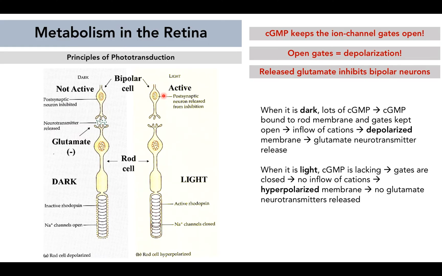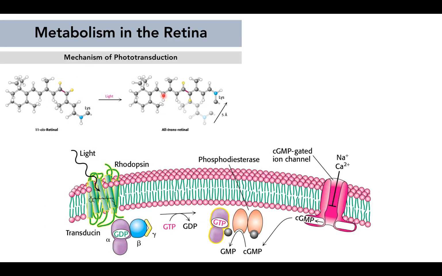So this is the basic principle. The cGMP keeps the gates open. Open gates create depolarization, and depolarization causes the release of glutamate, which inhibits bipolar neurons. Now that you know the principles, we can talk about the mechanism of phototransduction. When light comes in through the eye, it will hit this 11-cis retinal. This is the 11-cis retinal.